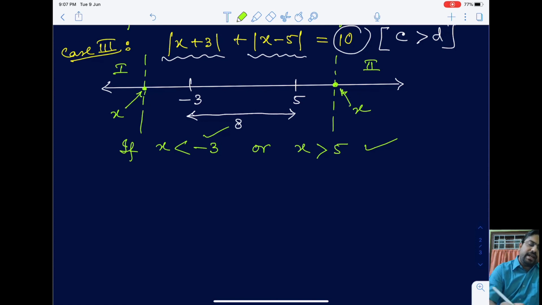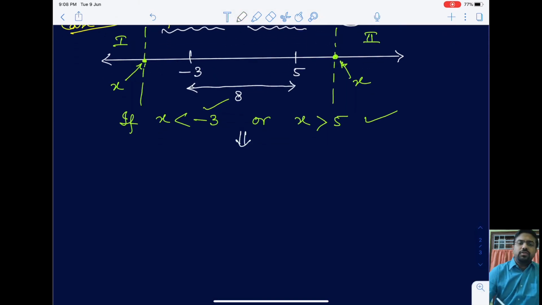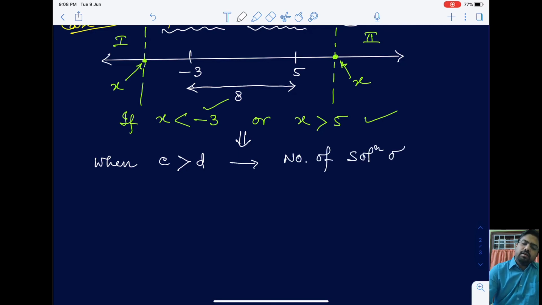So we can tell that for some specific value of x less than -3 and for another specific value of x greater than 5, this equation will be satisfied, because this is obviously an equation, not an inequation. That is why we will get specific values of x, not an interval. So it is evident that we will get a total of 2 solutions. So when the distance is less than the given constant on the right-hand side of the modulus equation, the number of solutions of x will be equal to 2.